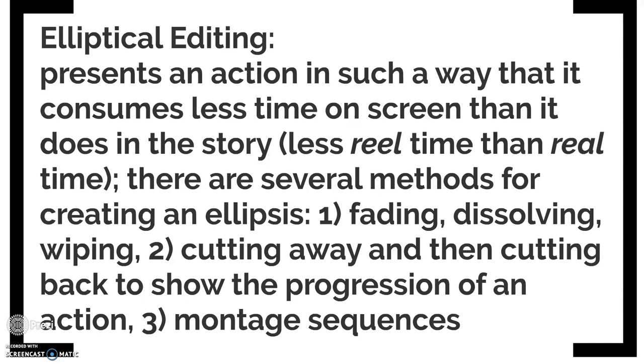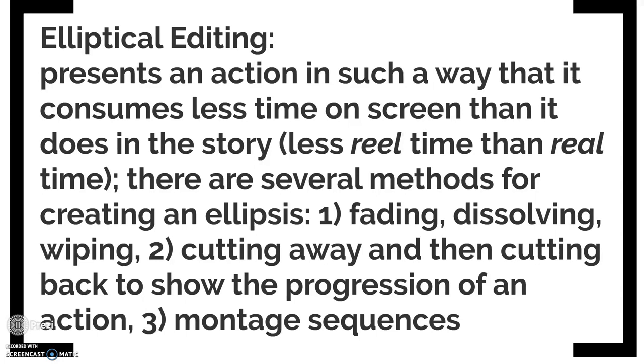So you might show the character falling asleep and the character waking up, but you're not going to show the 8 hours in the middle where they're just laying in bed, right? This is what elliptical editing does. It cuts things out. So there are several different ways for creating an ellipsis. You can fade or dissolve or wipe. You can cut away and then cut back to show the progression of an action, or you can use a montage sequence. So we've already talked a little bit about fading, dissolving, and wiping. Now, all three of those transitions imply that time has passed.